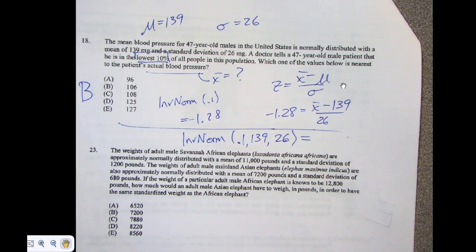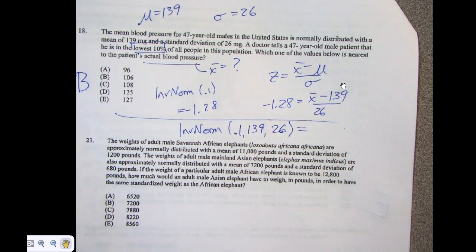How do you know to use 0.1 or 0.9? Like that confuses me. You're always putting in the percent that is lower than you. So if it says lowest 10%, you're putting in 10. If it's the highest 10%, you would put in 90 or 0.9. You're always doing the part at the bottom.